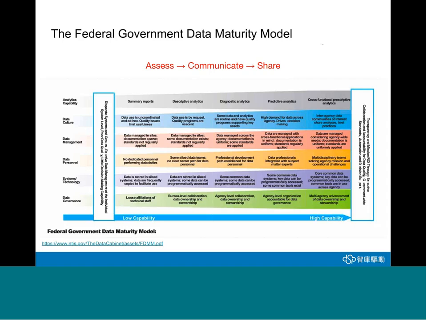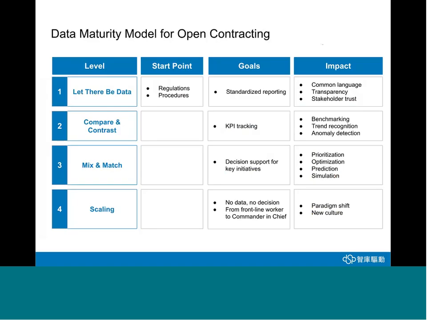Following this idea, I drew a similar data maturity model for open contracting. From the top row, you can see the level. There are 4 levels here, and for each level I list a starting point, the goals to be achieved, and then, if we achieve this goal, what kind of impact we should expect.